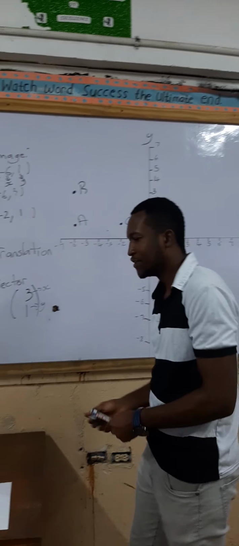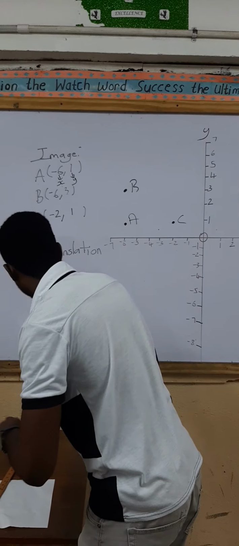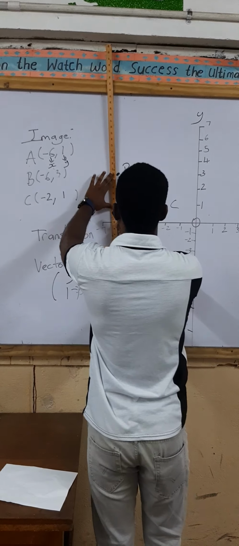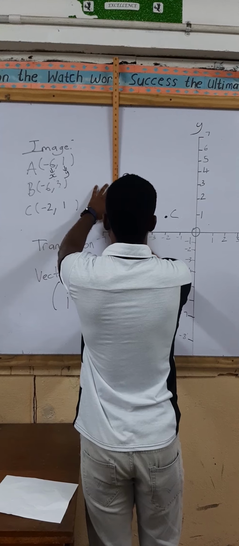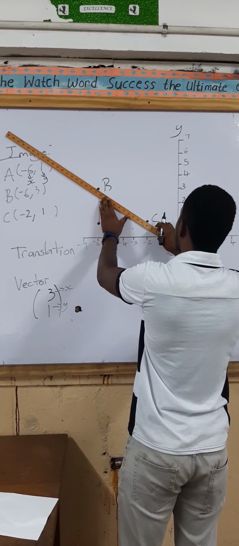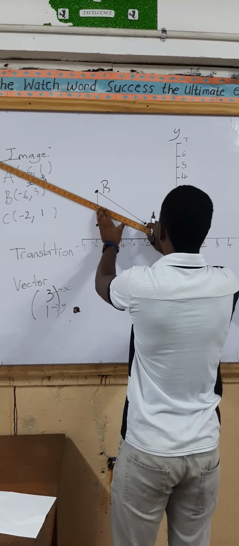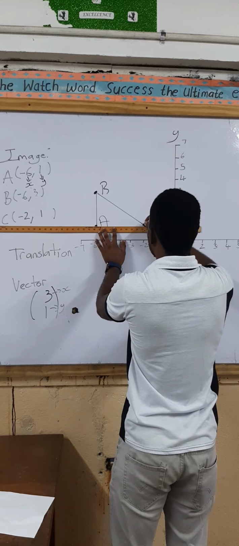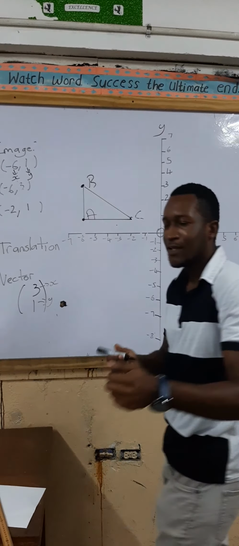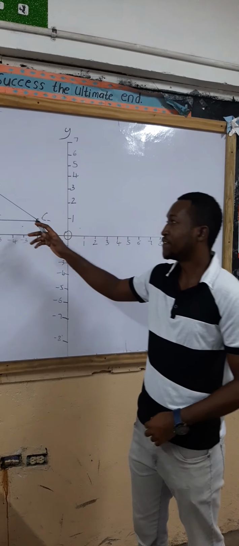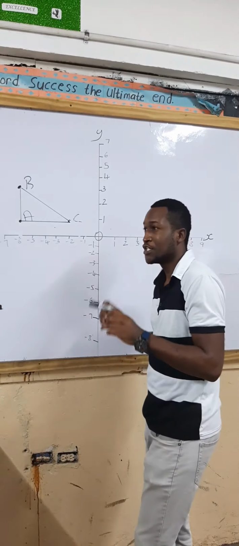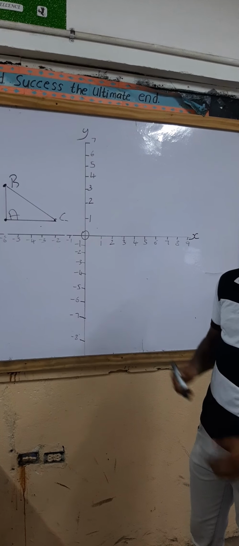And all that I'm going to be doing is connecting my points now. So I'm going to use a straight edge and connect my points. Now my points are connected. So when I use the translation vector to transform this image, the size of the image should remain the same. All that should change about the image is the position that it is in.